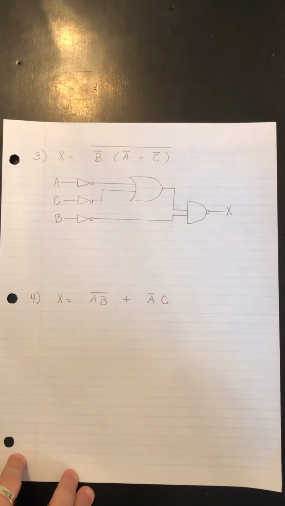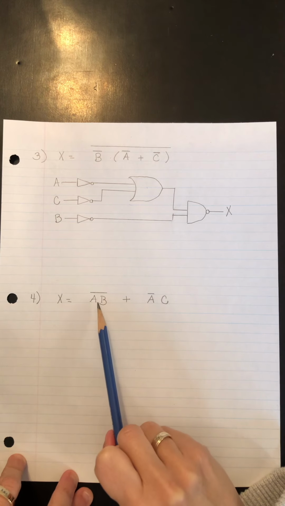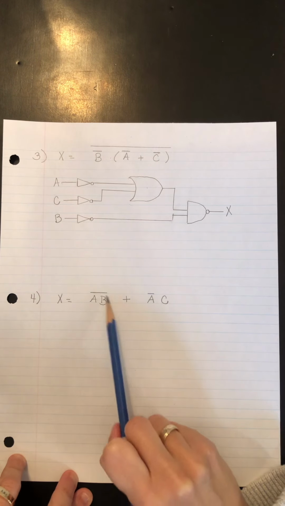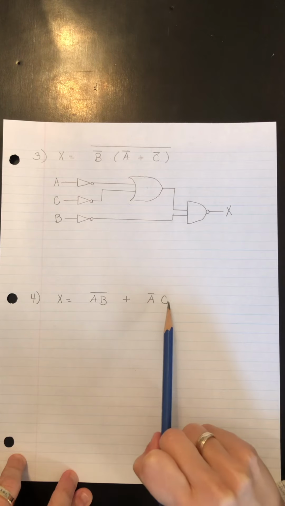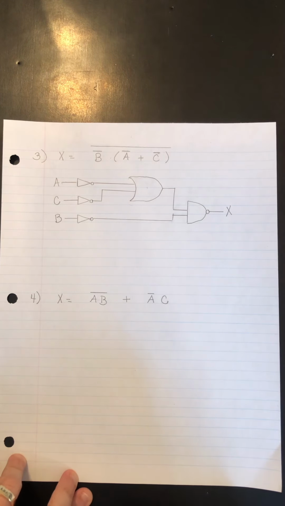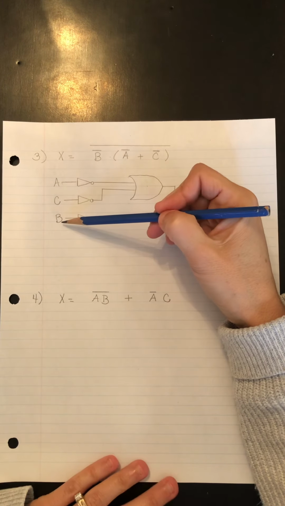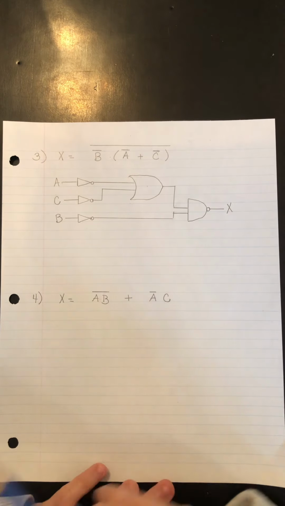And I'm gonna do one more with you here. Problem 4 says AB, all inverted, so this is an inverted product. That's multiplication implied. So that would be NAND. Added to A naught multiplied by C. Okay, now remember we talked about the order of the inputs here. Take a look at this one. What order do you think would work?